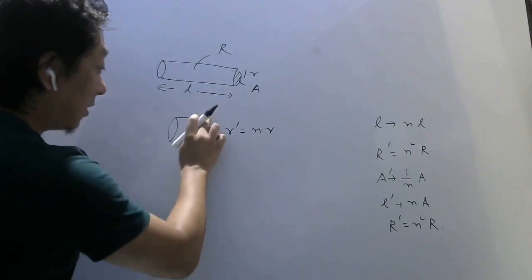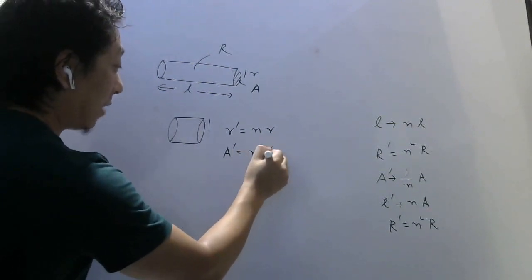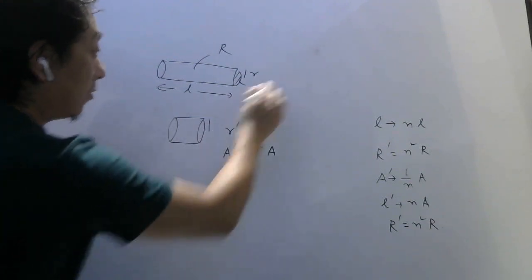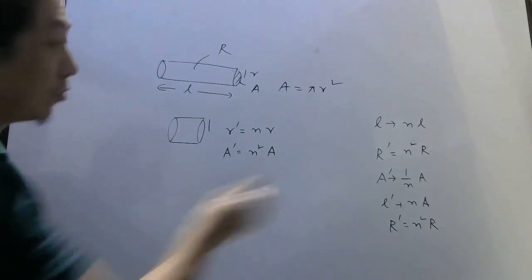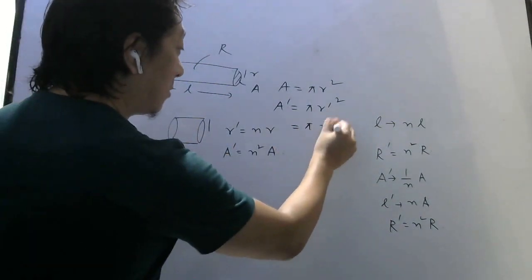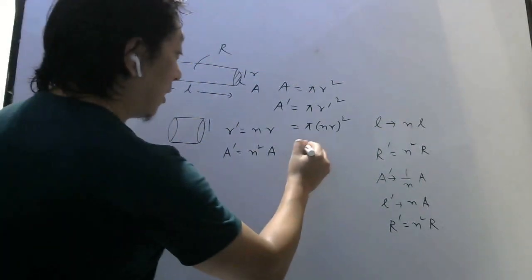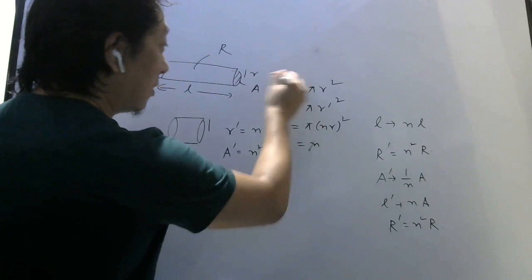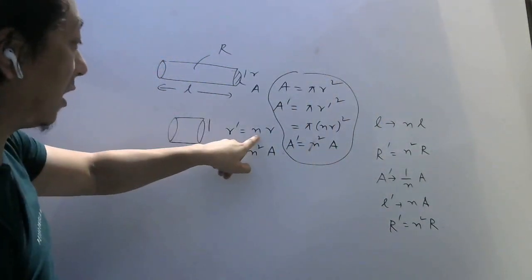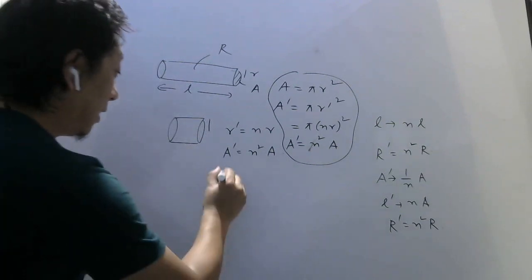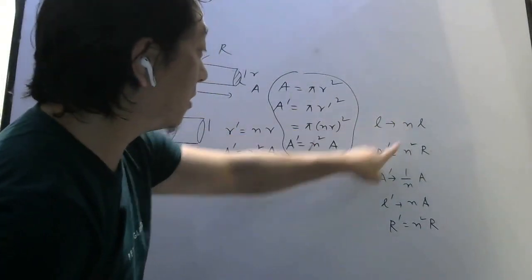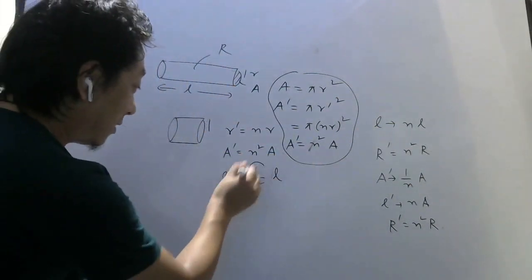Now be careful. If radius increases n times, area will increase n square times. Yes or no? Area is pi r square, so the new area will be pi times the new radius squared. The new radius is n times r, and the square is there, so you should not forget the square. So area will become n square pi r square, and pi r square is the original area. Please remember this fact: if radius increases n times, area increases n square times, which means length will decrease 1 by n square times. And you know, if length changes n times, resistance changes n square times. Here length changes 1 by n square times.